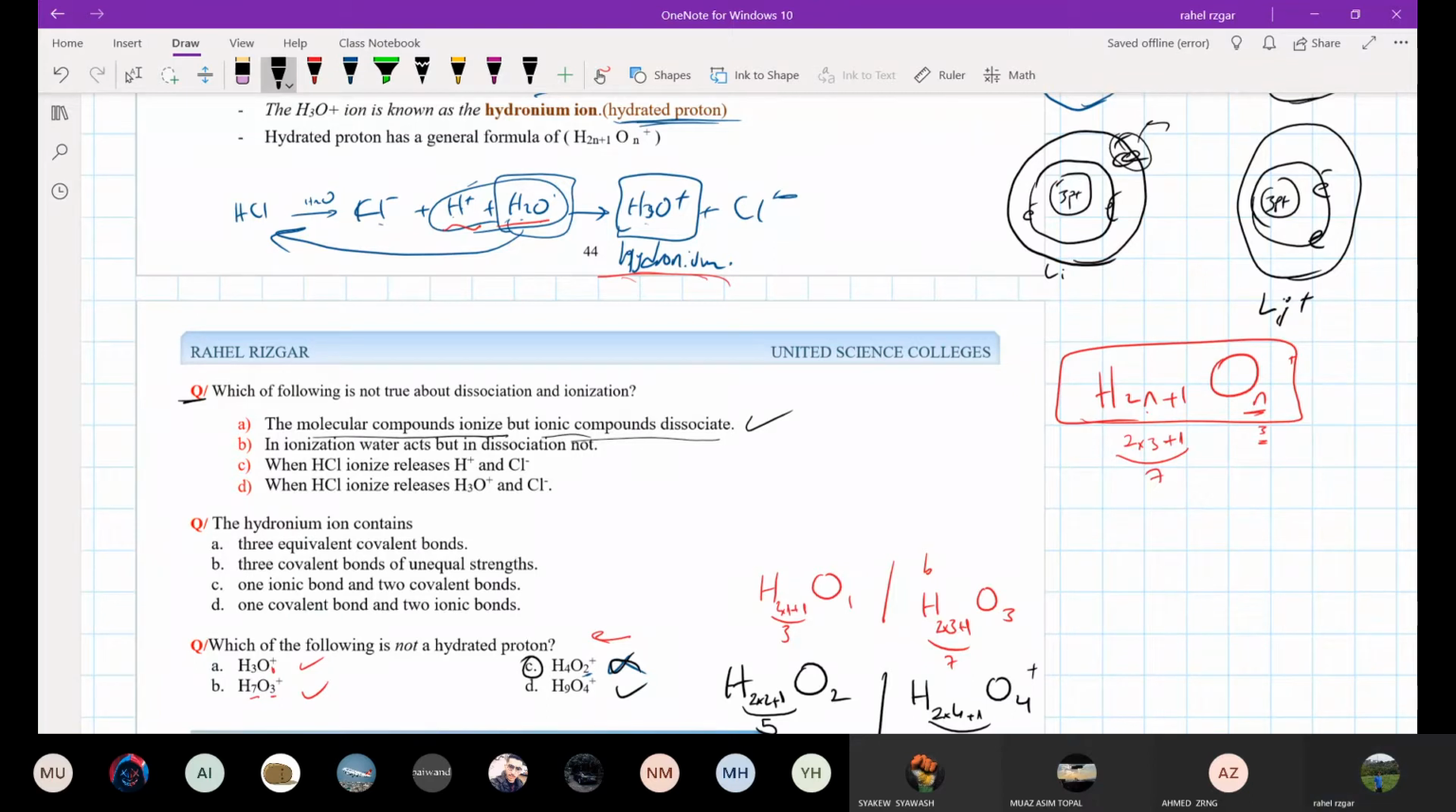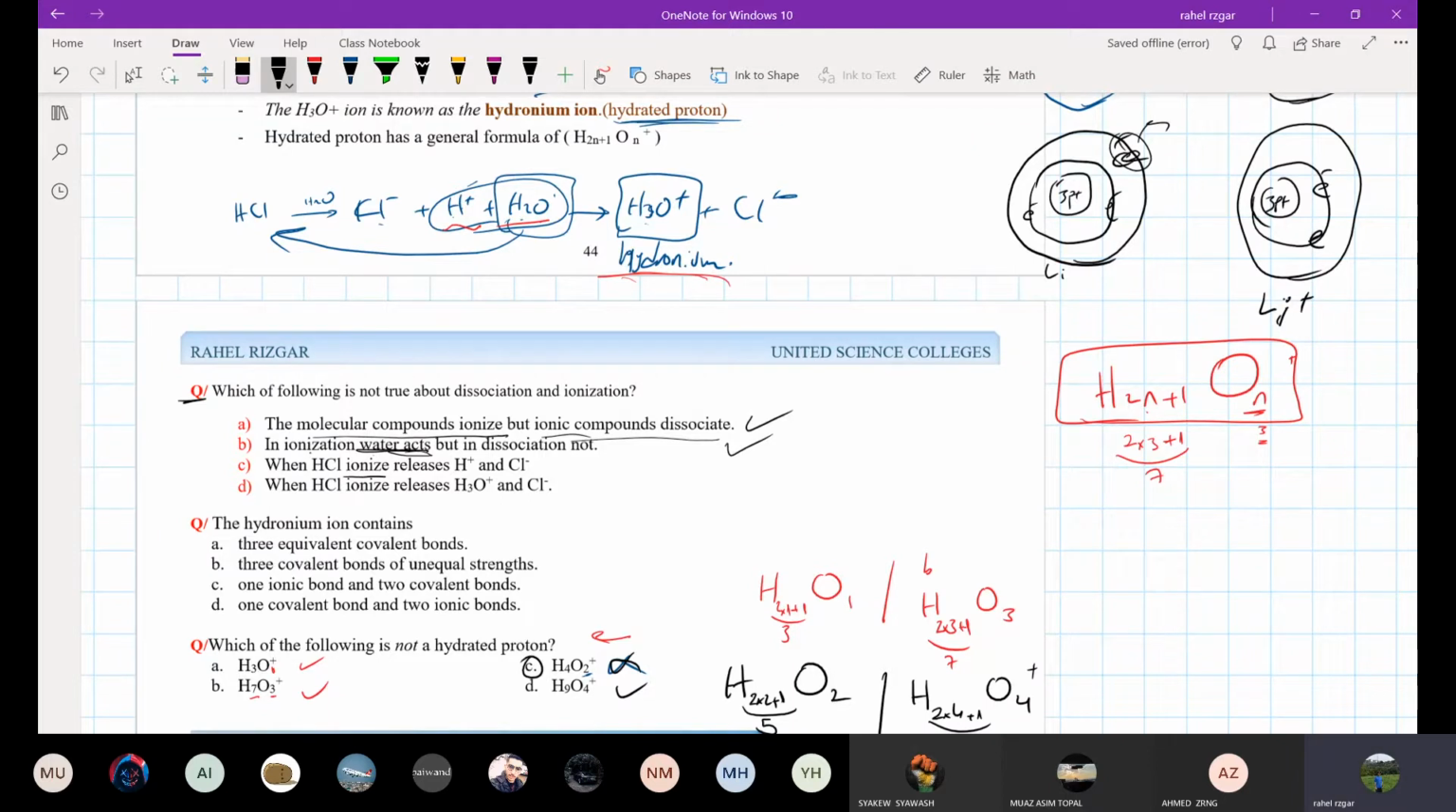Let's look at B. In ionization, water acts. True. Yes, in ionization, there is an action of the water, the action of the solvent. True. But in dissociation, not. Yes. True. Not a problem.